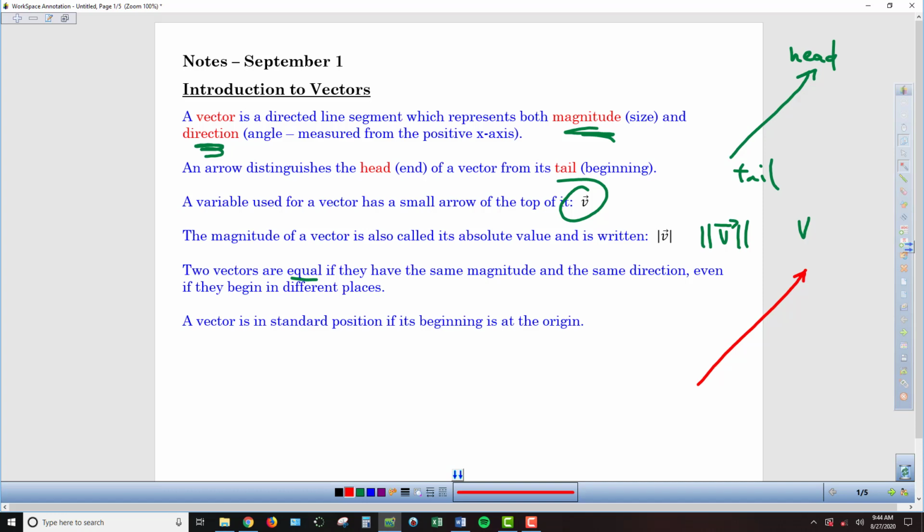And then when we talk about vectors that are just indicating a position, so not necessarily like a velocity or acceleration or something like that, or a force, but instead, if it's just trying to communicate a distance from one point to another, we'll say that a vector is in standard position if its beginning is at the origin. So again, just some terminology here for us to familiarize ourselves with.